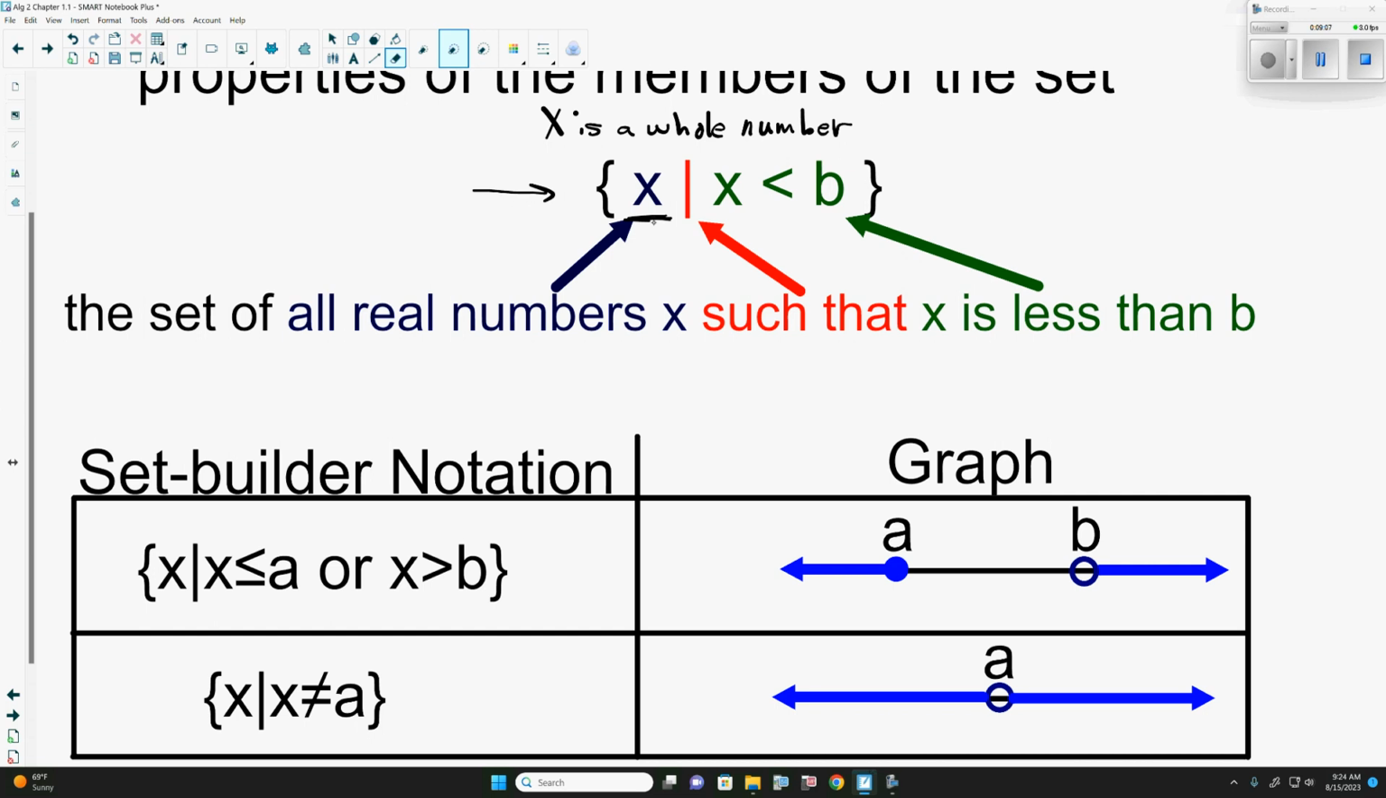The next part, this bar, means such that. That's going to be there every time. And this last part describes it. Describing what kind of numbers are we talking about? Are we talking about the numbers that are greater than 2? Are we talking about the numbers that are between 0 and 2? Are we talking about the prime numbers? Or all of the odd numbers greater than 4? It describes what kind of numbers we're talking about.